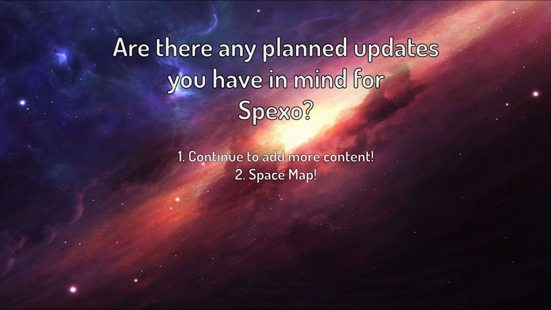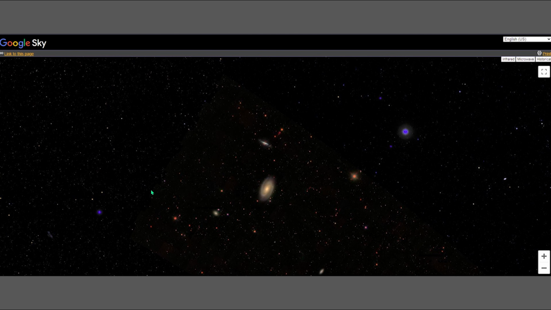Are there any planned updates you have in mind for Spexo? Well, one, I'm going to add more content into the different categories. And two, I plan on adding a space map. Now you may be wondering, what do I mean by a space map? Well, it's very similar to Google Sky's space map, which shows galaxies, nebulas, constellations, and more.